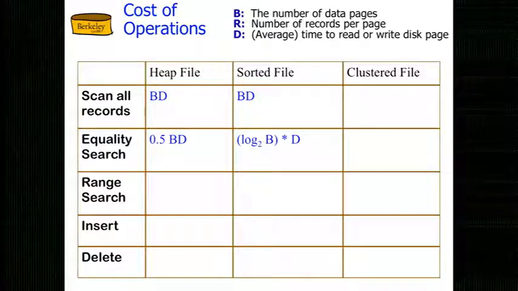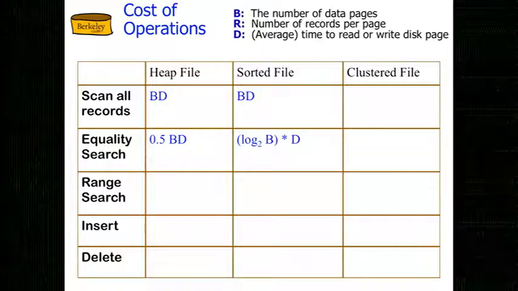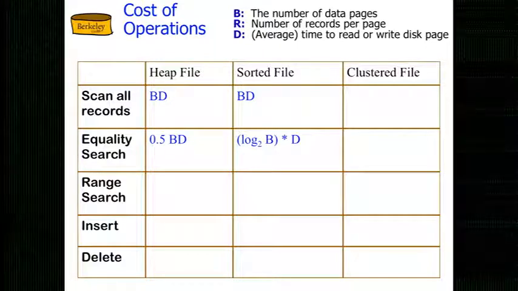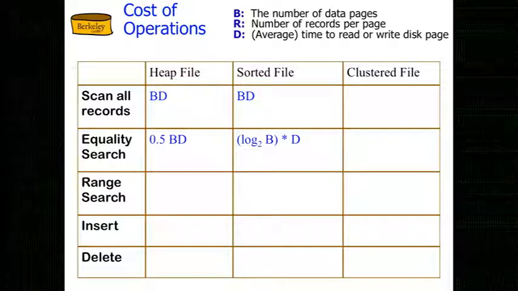Very nice. Let's go down to a range search. I want to find all people whose names begin with a W. It's a range search. All right. In a heap file, how many blocks do I look at? Everything. So it's BD again.